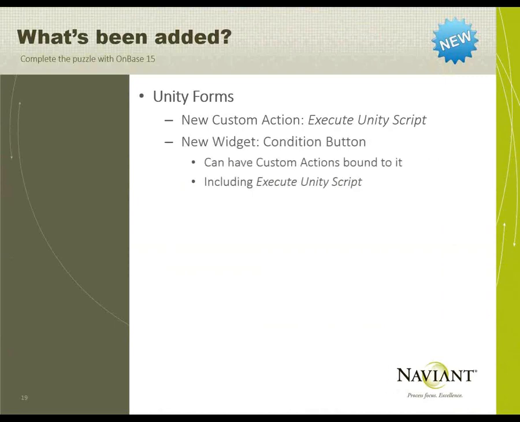And there's a new thing that makes this even better. You get a new widget, the condition button. That's right, it's a button you can put anywhere on the form and will do anything you want it to, including executing Unity scripts. So the possibilities for Unity scripts have grown by leaps and bounds now with 15. You can talk to an external database. You can do a lot more. Yeah, so you can check on the statuses of some docs in a queue somewhere. Anything you can do with a Unity script, you can now do on a Unity form with a button.